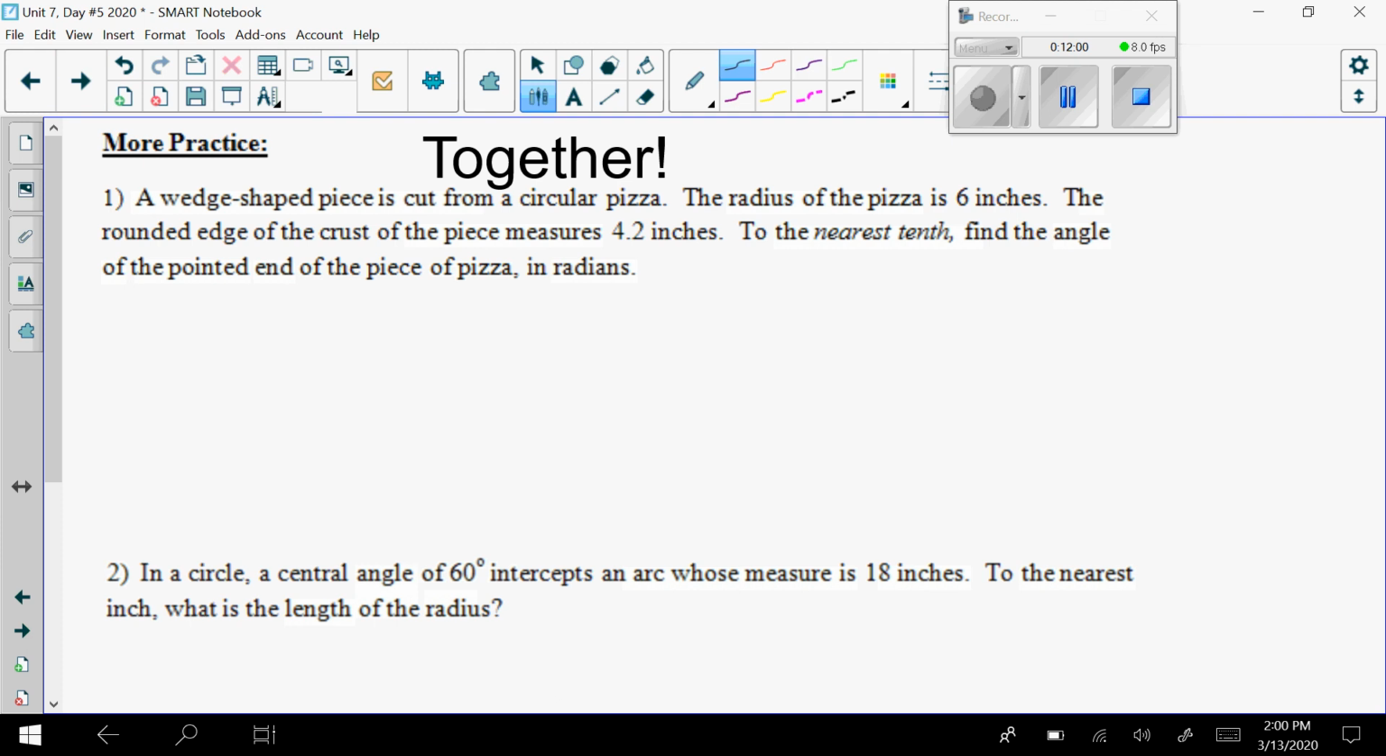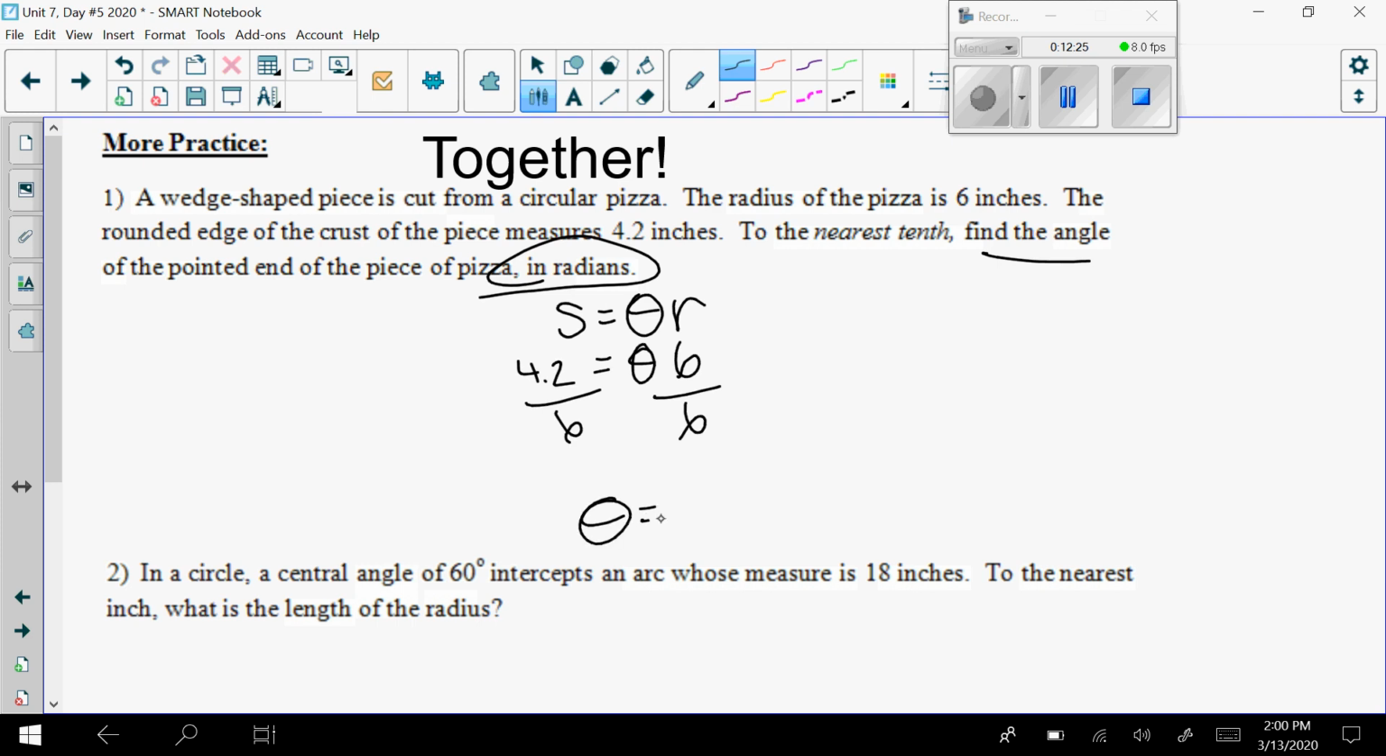You can pause the video if you want to try it on your own, or you can do it. You can use the formula or not use the formula. People can do it without the formula, especially honor students, but you can use it if you want to. So the radius is 6. It wants us to find the angle in radians. That's our theta. And the arc length is 4.2. So when you divide by 6, you should get theta is 0.7 radians.